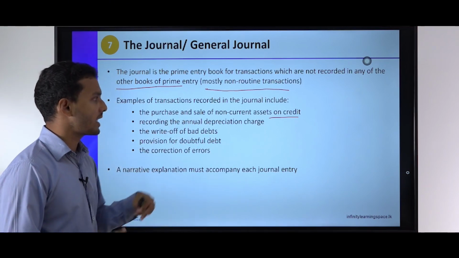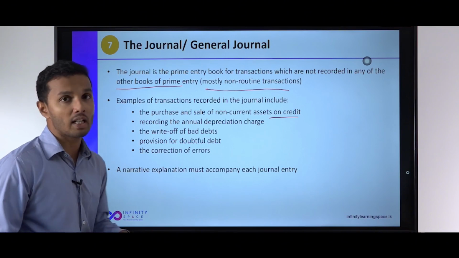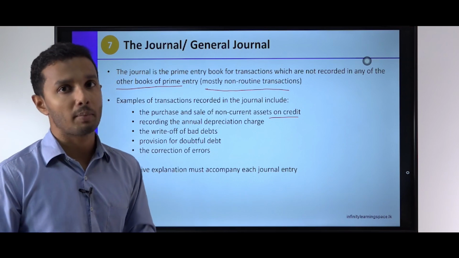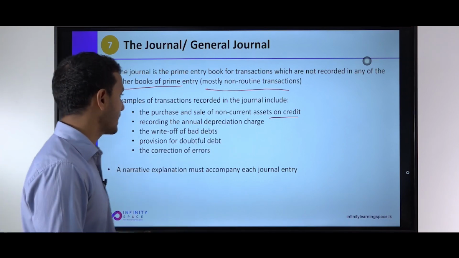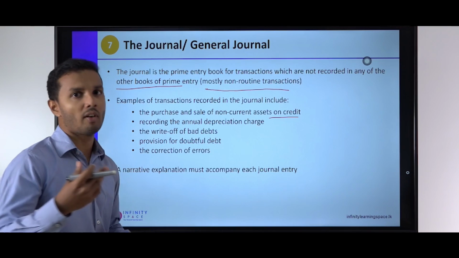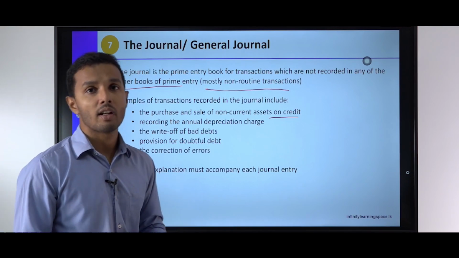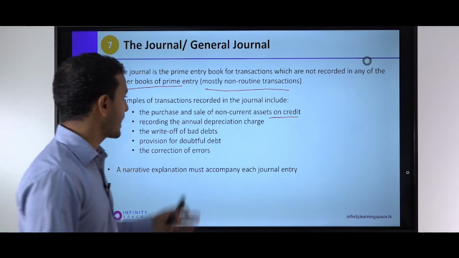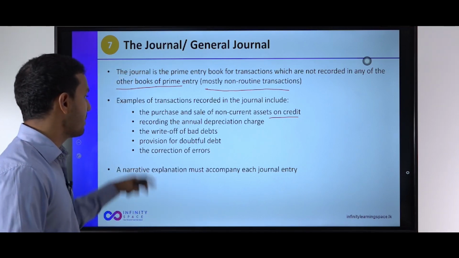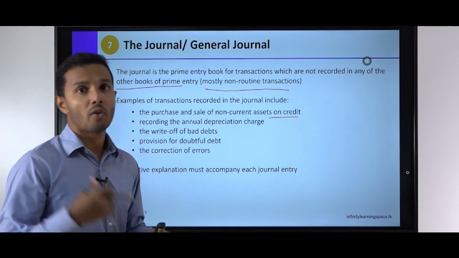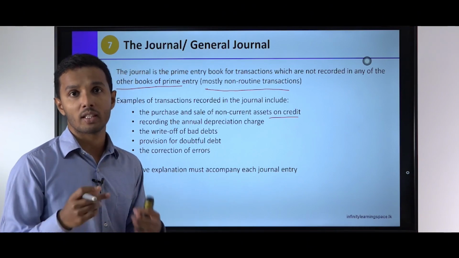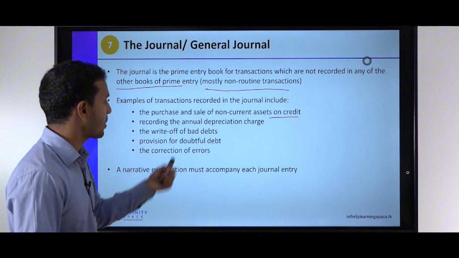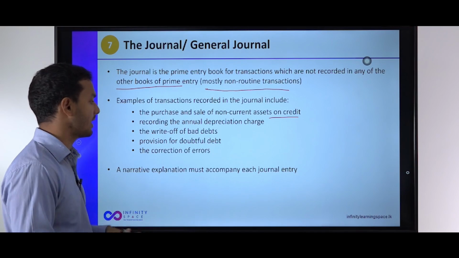Then recording the annual depreciation charge. Some of you might already be familiar that for non-current assets like a machine, which we call property, plant and equipment, we have to charge depreciation. So, that will be recorded in the journal. Write-off of bad debts. If some of our debtors, accounts receivable, refuse to pay the money that they have to pay us, they have to be written off or cancelled. That will also be recorded in the journal. Provision for doubtful debts. Sometimes for our debtors, we create a provision knowing that some of them will not be able to pay us back the money. That will also be recorded in the journal.